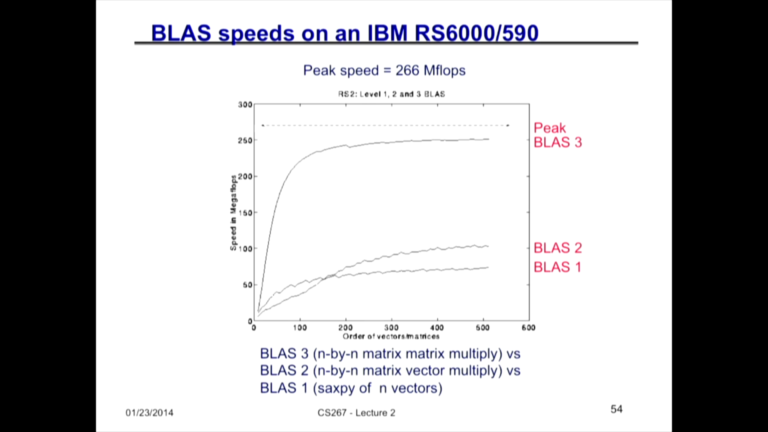So let me just show you some performance data. This is on an old machine. You can see it's a 266 megaflop peak machine, so it's really quite old. The horizontal axis is the size of the data, and the vertical axis is performance, so up is good. There's the peak. There's the speed of the BLAS3, matrix multiply, and it's getting close to peak. That line is BLAS2, and that line is BLAS1. So you'd clearly like to spend your time doing that.